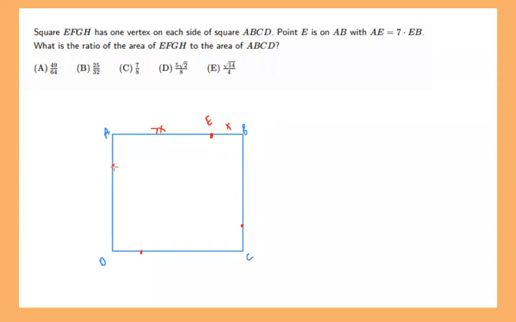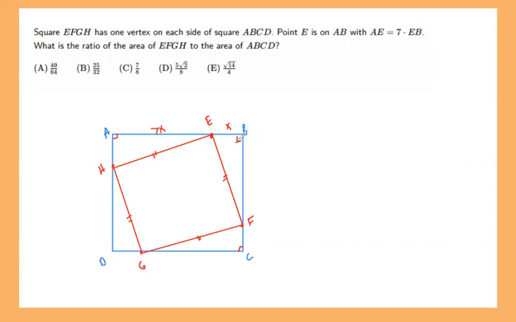If I connect these, I will get my second square. Okay, and I can label this F, G, and H. So we are looking for the area of this smaller one divided by the area of ABCD. You can see that since we have all these 90 degree angles, and the hypotenuses of those right triangles are equal, all four of these triangles are congruent to each other.